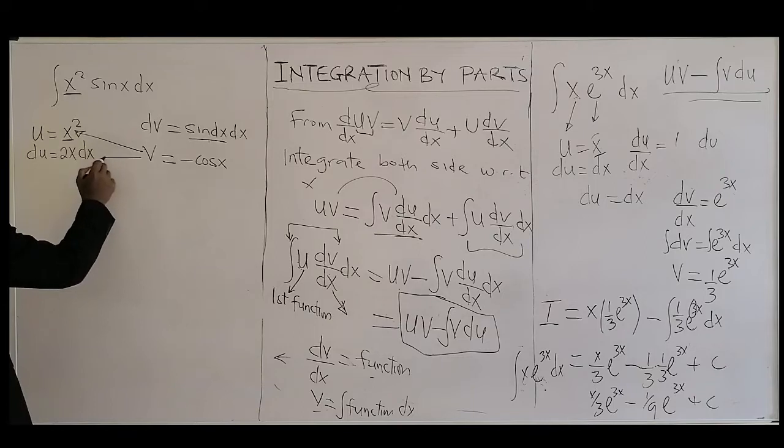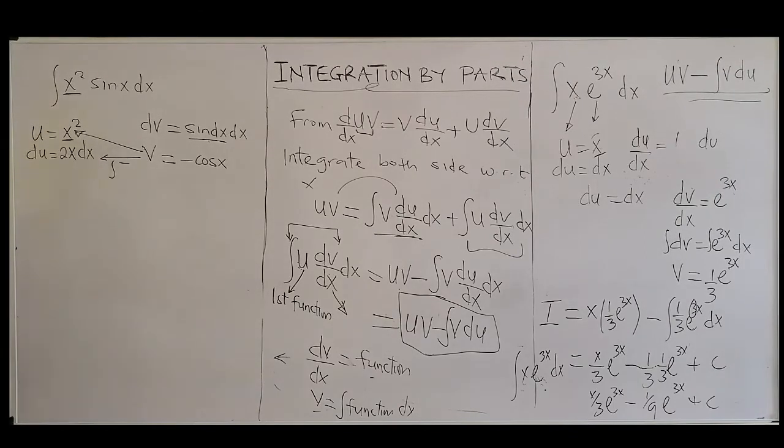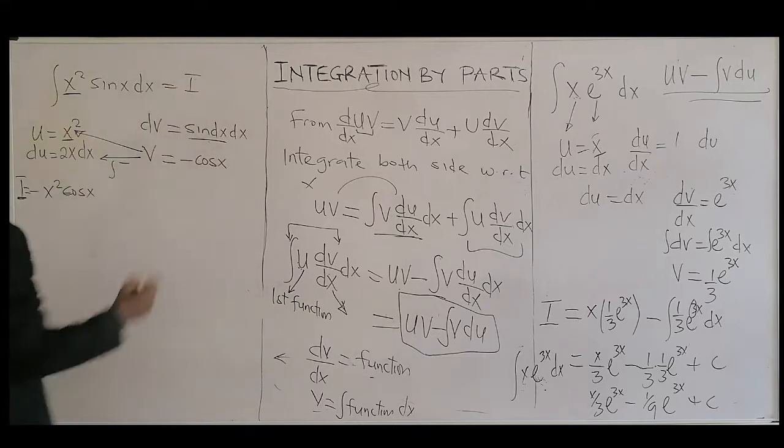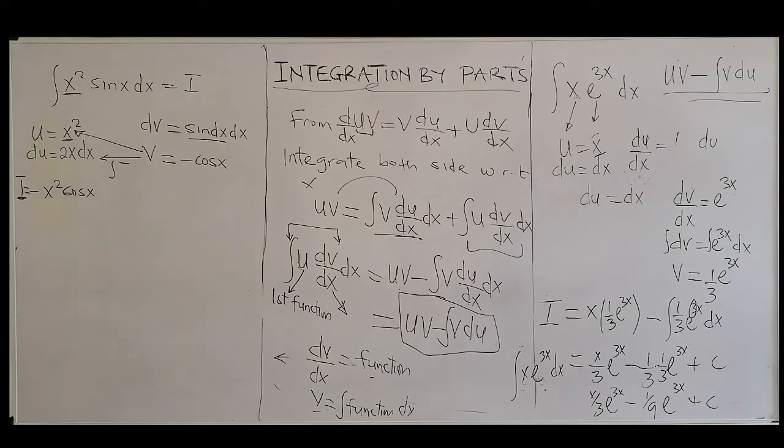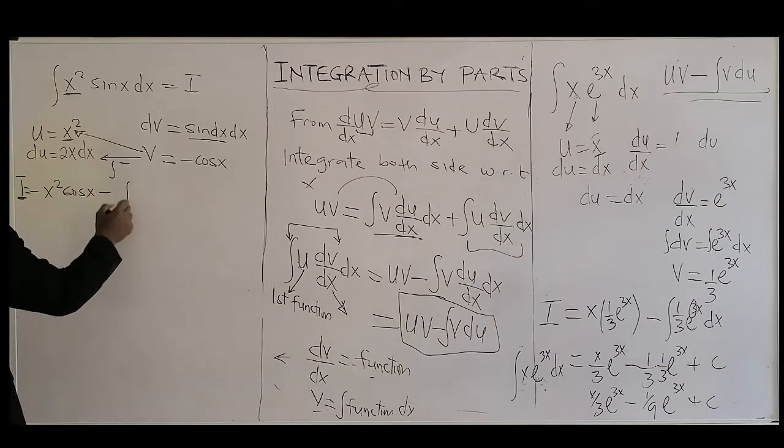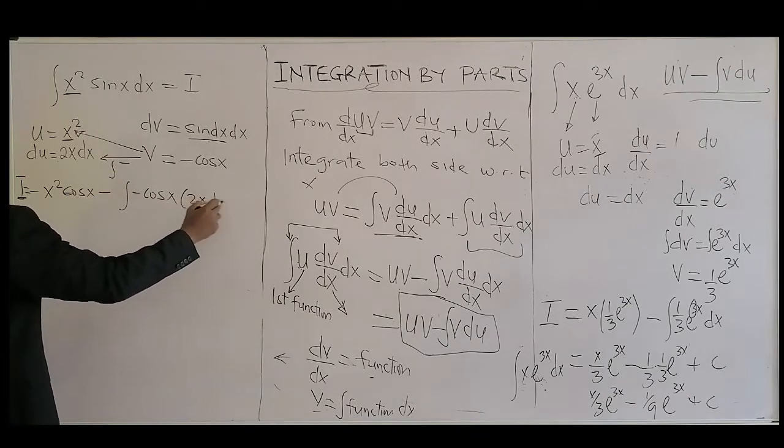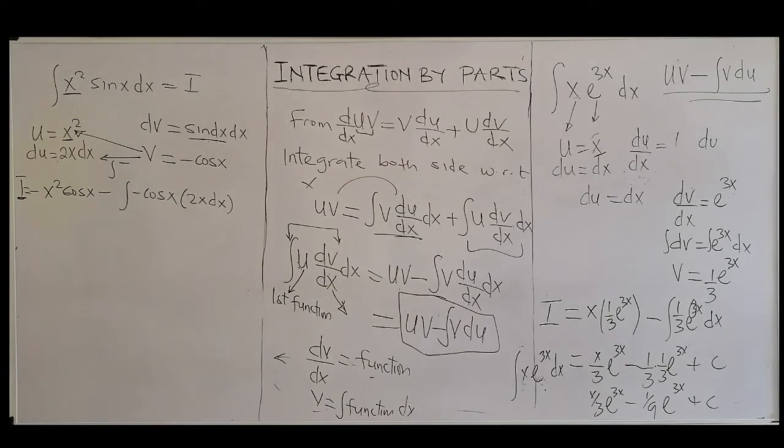Then minus the integral of v du. So uv, that is x squared times minus cos x, the minus will be here. Then followed by the integral, I didn't even write the symbol. Let me use I for the symbol, I'm calling the question I. Minus that, then minus the integral of v, my v is minus cos x, then du, which is 2x dx.